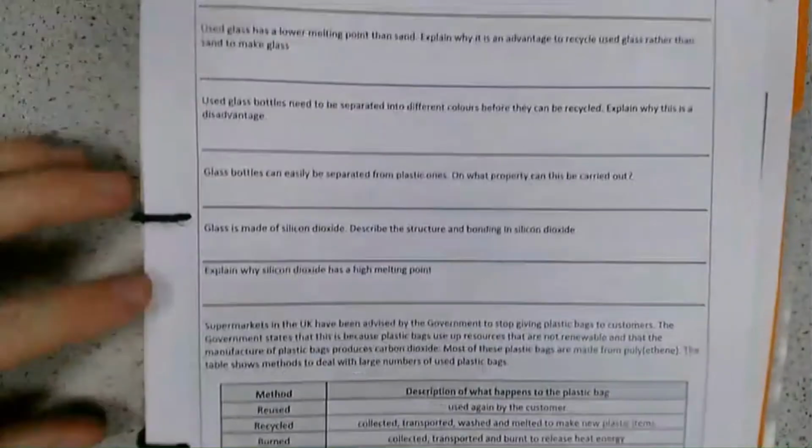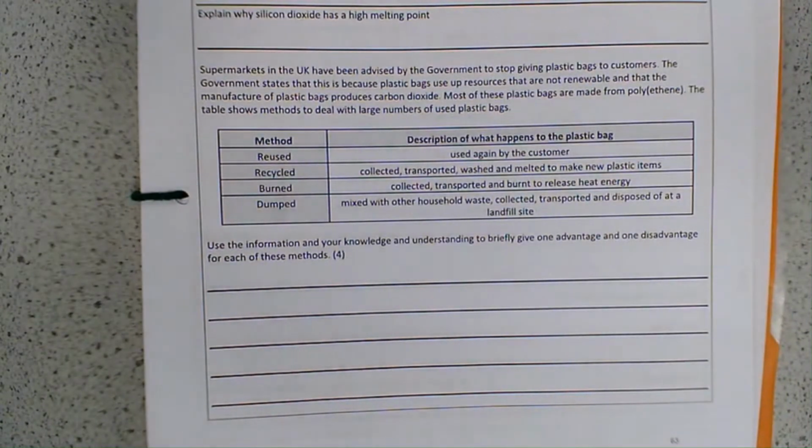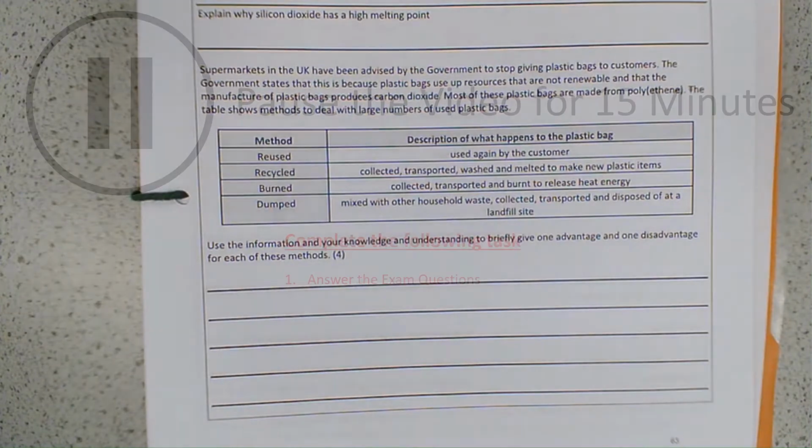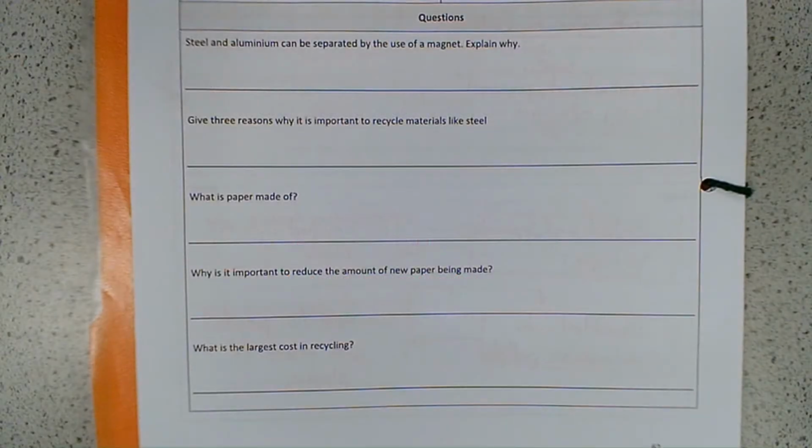Finally, I'd like you to try and apply your knowledge by answering some exam questions. We've got some basic recall of knowledge, assessment objective 1 questions. We've got some application of knowledge, assessment objective 2 questions. And finally, we've got some evaluation and analysis, assessment objective 3 questions. So let's go through these exam questions quickly. Again, make corrections in green pen.